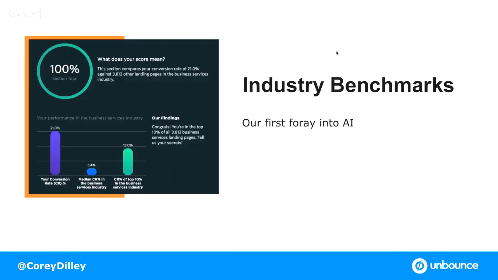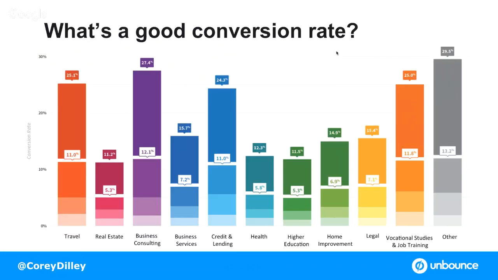The first thing our AI teams delivered were industry benchmarks, which we worked into the landing page analyzer. I can't get into too much detail about what the future of AI holds at Unbounce, but suffice it to say that in the future, our landing pages will leverage a vast amount of data to help you improve conversion rates automatically. By the way, if you were ever curious what's considered a good conversion rate in each industry, take a screenshot of this slide.